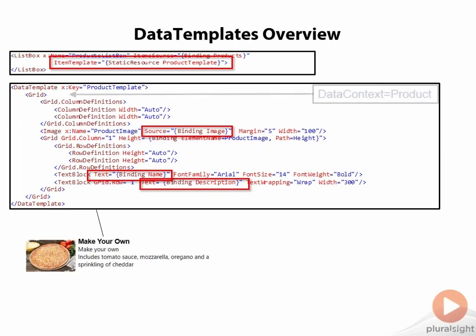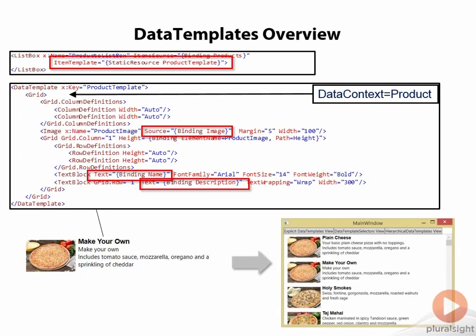This works because, again, whenever a data template is rendered, the data context of the root element is set to the data object it's being rendered for. In this case, a product object. So that data context flows down the visual tree of this data template, making that data context available to those child bindings. And then in the case of an items control, this all comes together in that the list box in this case will render out a single instance of that data template for each product object in the collection it's bound to, setting the data context of that single instance to that product object.